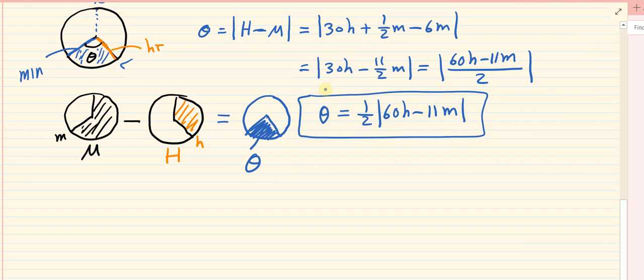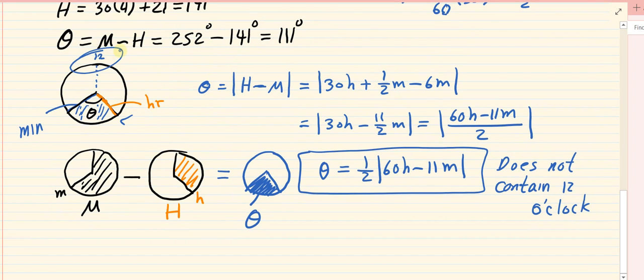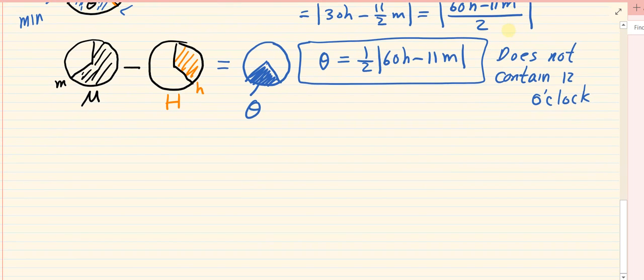That's the general formula. Now remember, this formula works if angle theta here, this one, does not contain 12 o'clock. And you can see from my region, 12 o'clock is up here. It's not inside of that reshaded region spanned by theta. So let's try it.